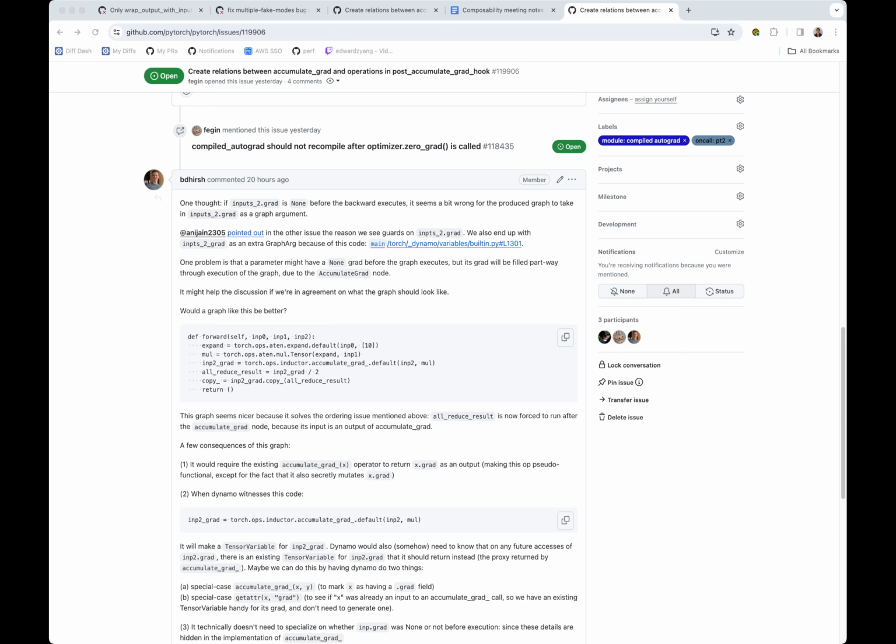Okay, so I think the first part is maybe not so controversial. The second part is the part I think needs more discussion. And I think it also relates a little bit to our philosophy on what we want to support in a Torch compile future.